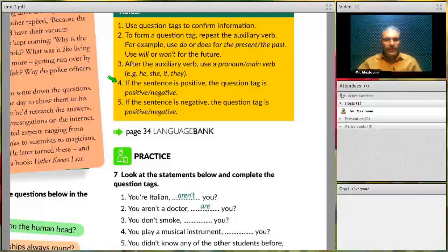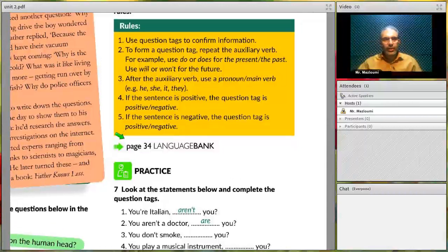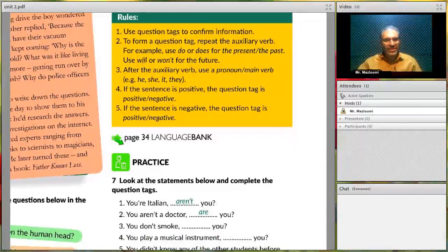Number 4, if the sentence is positive, the question tag is negative. So positive statement, negative tag, and just the opposite. Number 5, if the sentence is negative, the question tag is positive. All right, crystal clear. I hope everyone, so easy, just a little practice and that's it.